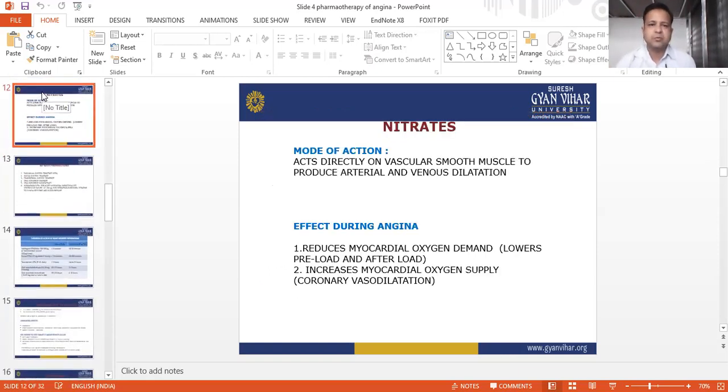Nitrates' mode of action: they act directly on vascular smooth muscle to produce arterial and venous dilation. Their effect during angina is to reduce myocardial oxygen demand, that is, lower preload and afterload, and to increase myocardial oxygen supply, that is, coronary vasodilation.